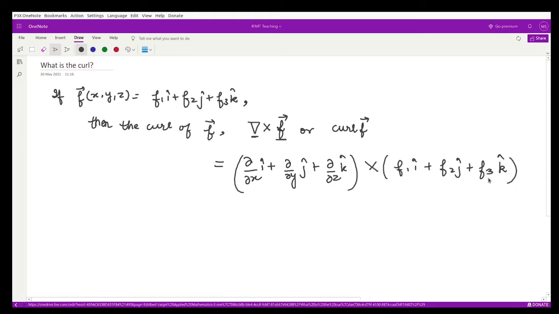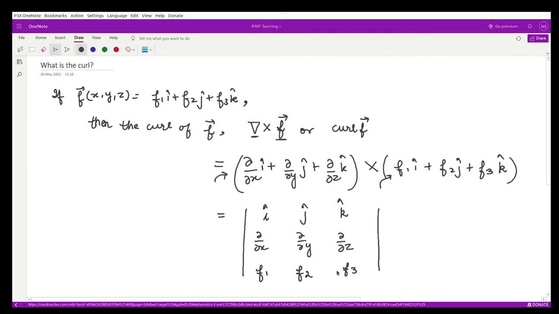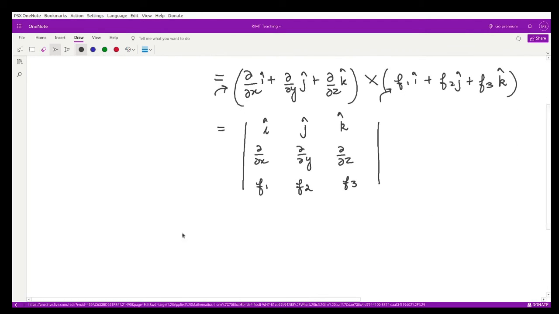And how do you compute the cross product of two vectors? It is simple. You just have to evaluate the determinant with i cap, j cap and k cap, then the coefficients of the first vector, that is del by del x, del by del y and del by del z, and then the components of the second vector, that would be f1, f2 and f3. So when you evaluate this determinant, what value would you get? For i cap, you will obtain this thing, right?